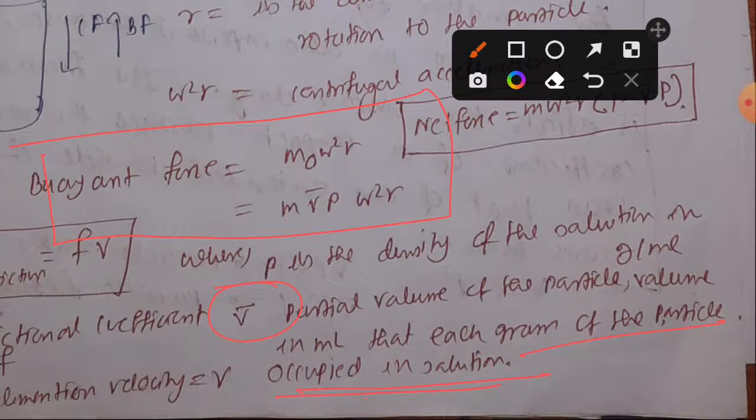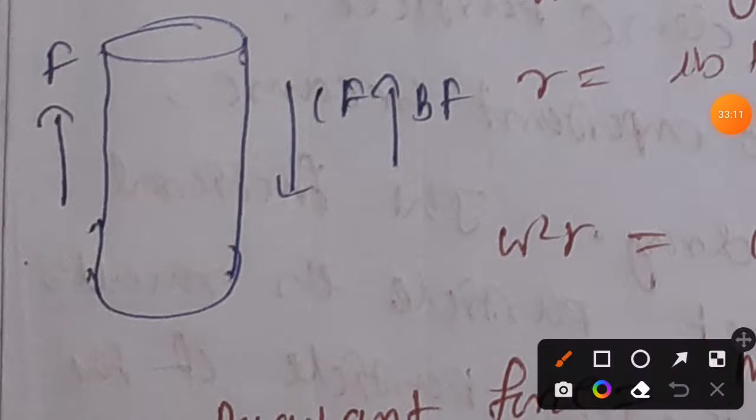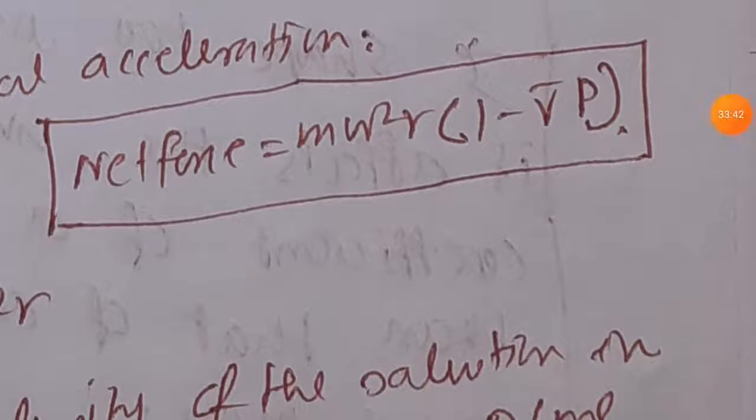As centrifugal force is acting downwards and buoyancy force is acting in the opposite direction, there will be a net force, right? If the centrifugal force is higher than the buoyancy force, then the net force will work downwards, and its value will be m omega square r minus m v bar rho omega square r. By taking m omega square r as common, we get m omega square r times 1 minus v bar rho, isn't it? That I have written here.